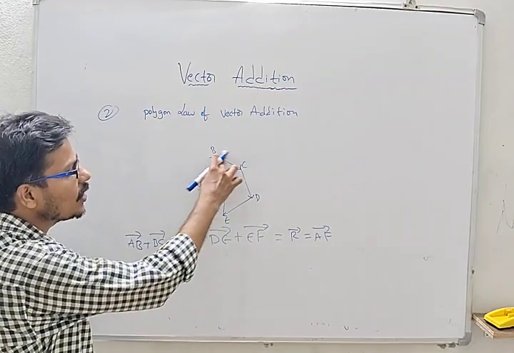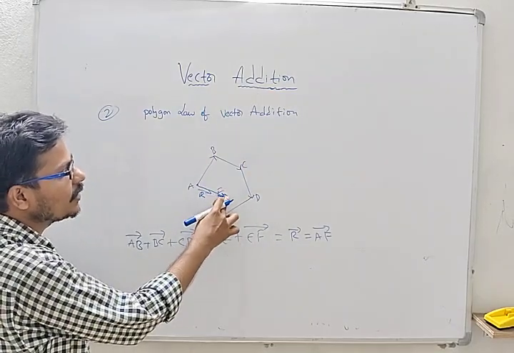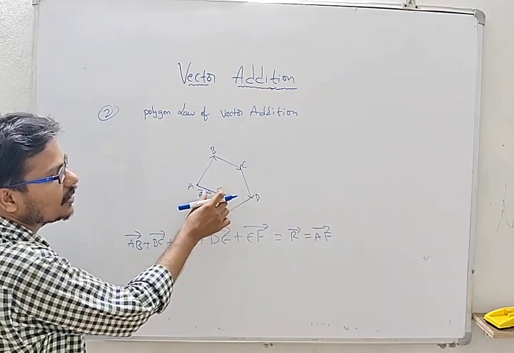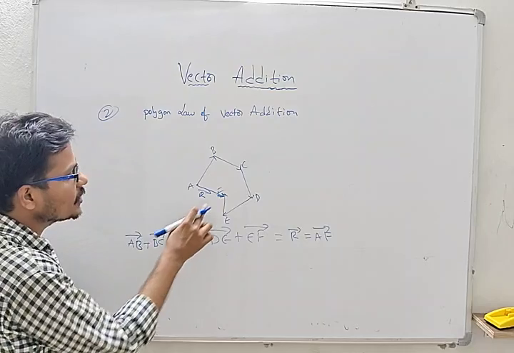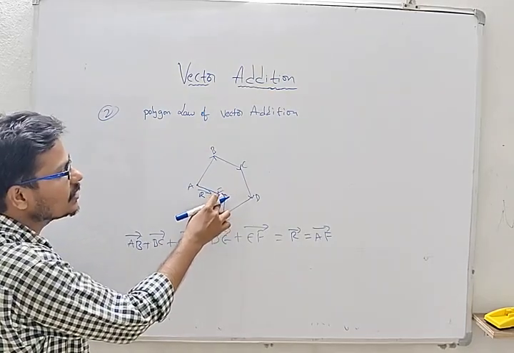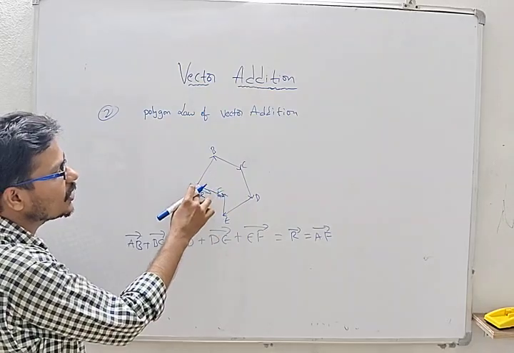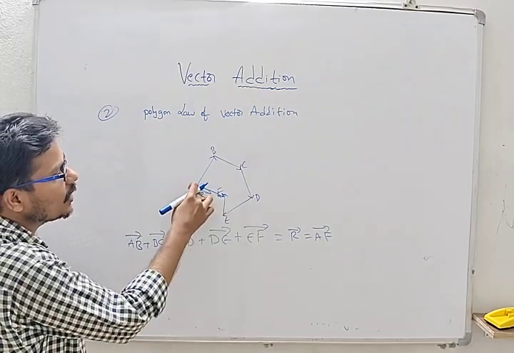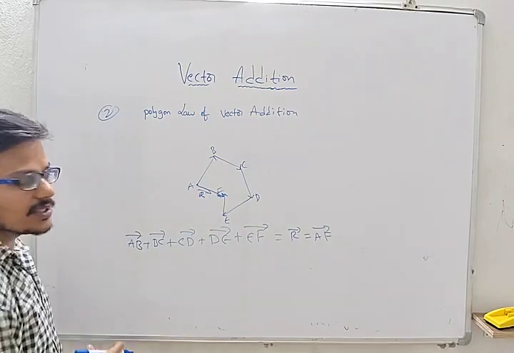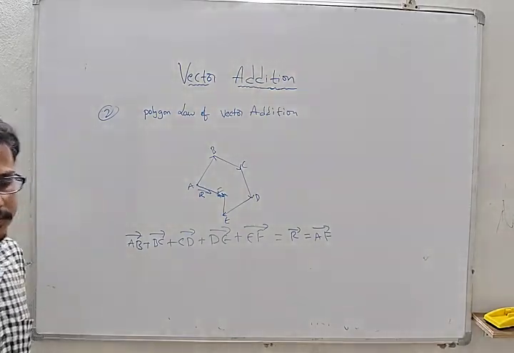When it is not 0, it is not satisfied. Why? Because these all are reaching at this point, and the addition must be 0. Because finally it reaches the same point where it started. For example, if it starts from A, it finally comes to A after writing the resultant. So note this. This is the vector addition.